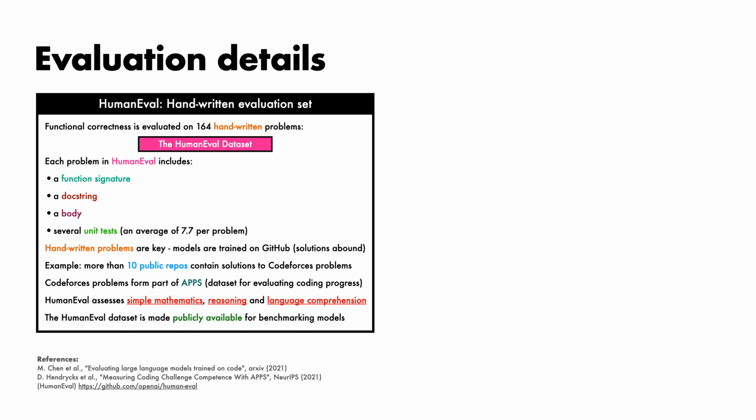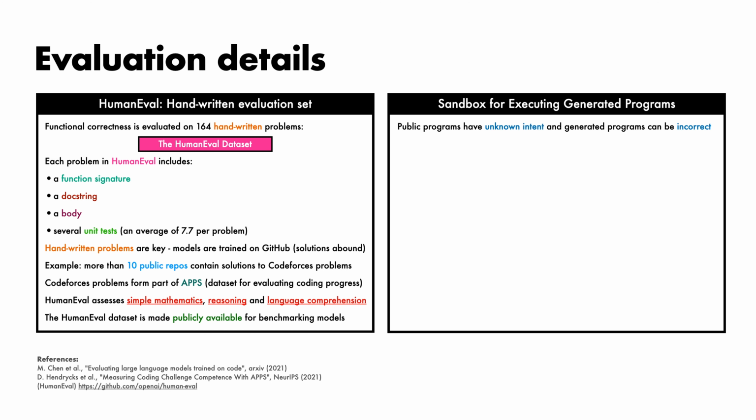Due to the fact that many publicly available programs have unknown intent and generated programs can be incorrect, there is a security risk in executing these programs. Work in the security research community by Rokon et al. and others has established that many GitHub repos hold malware that can seek to modify the environment in which they are run and perform all kinds of mischief.